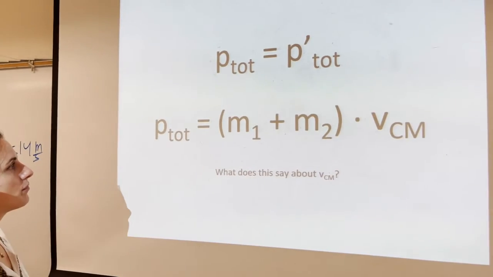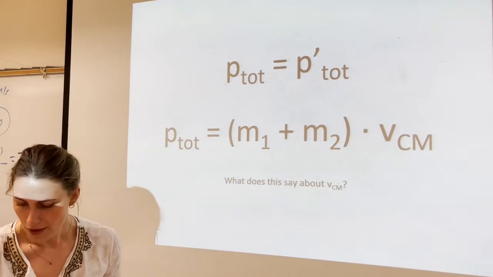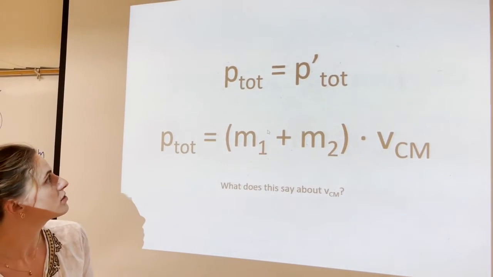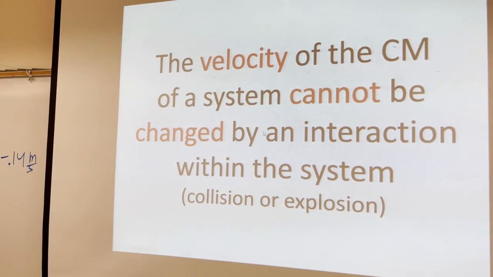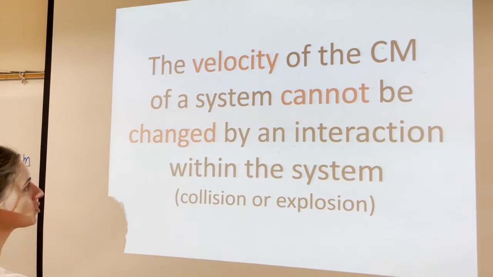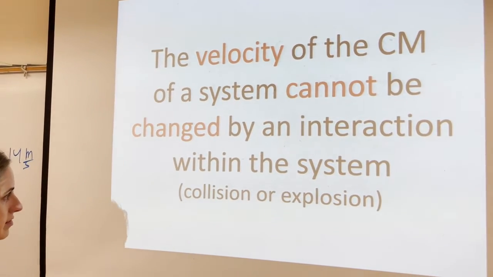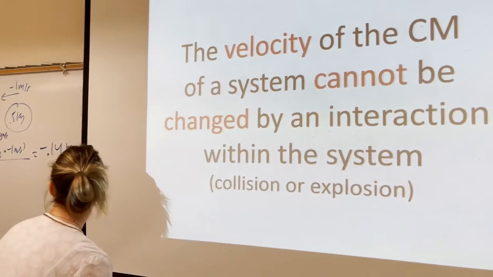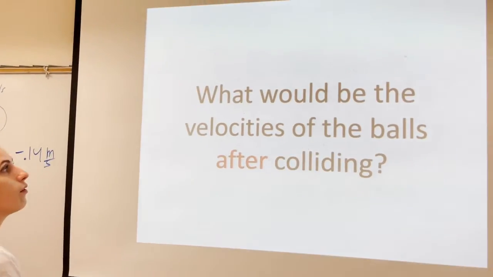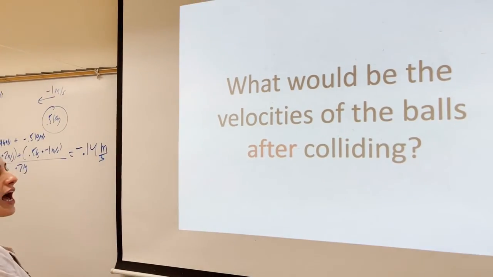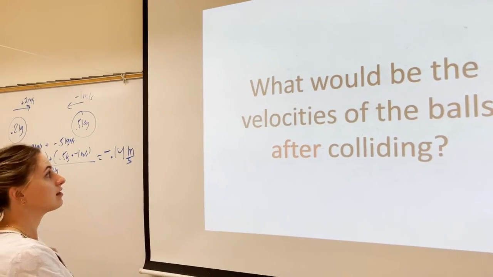And so this is a really important concept here. Very useful concept. Okay, so the velocity of the center of mass of a system cannot be changed by interaction within the system, any collision or explosion. Yep. So, what would be the velocities of the balls after they collided?